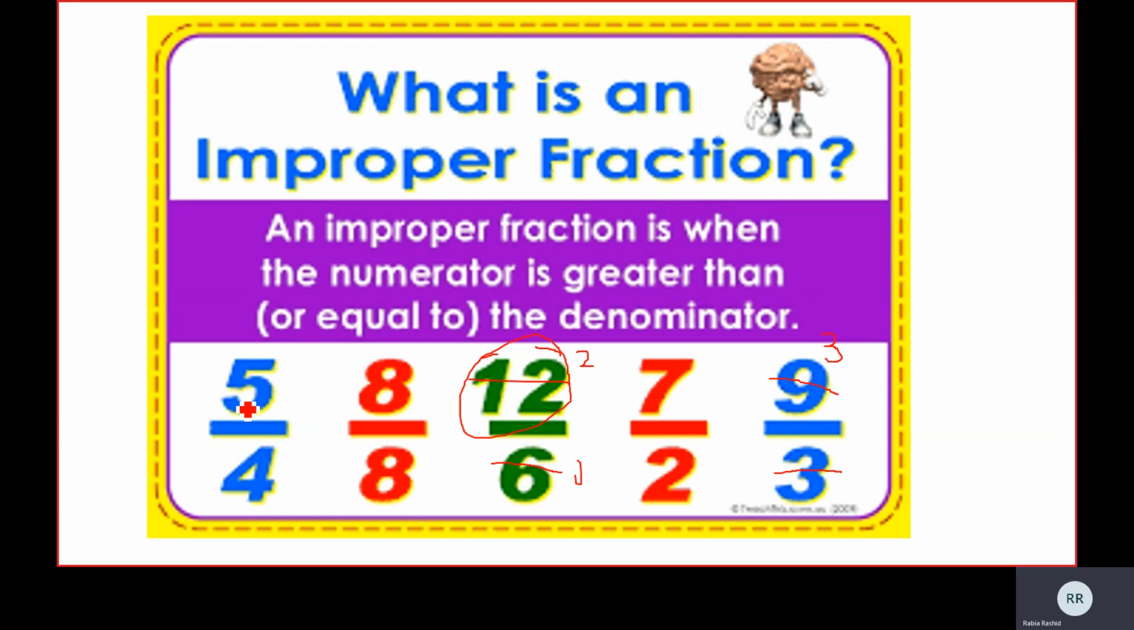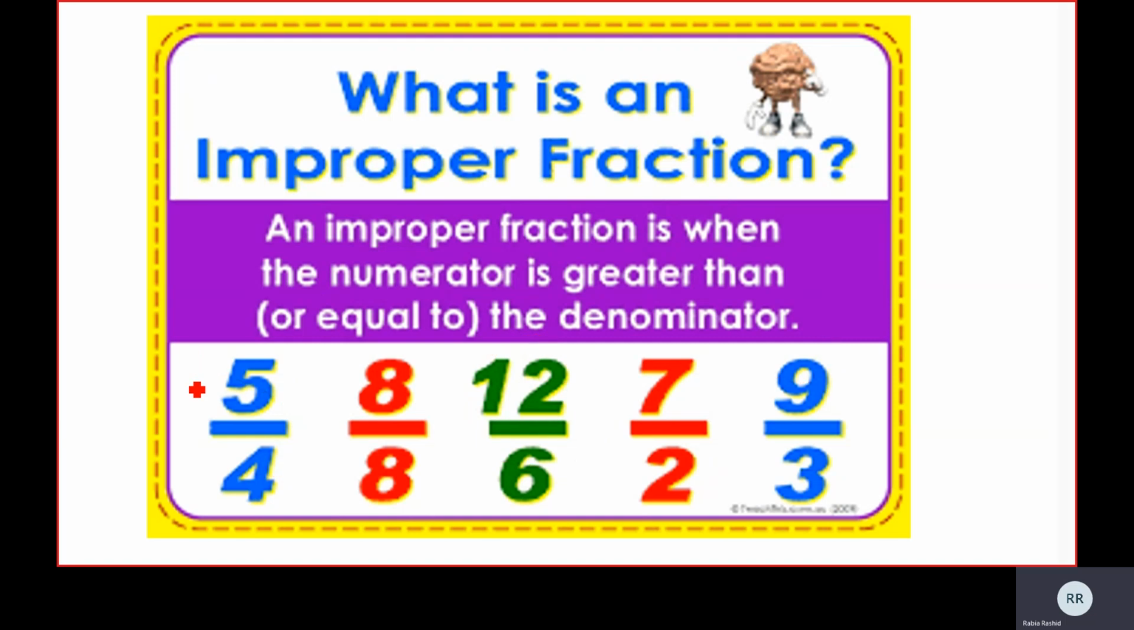Although 5 is greater than 4, 4 cannot divide 5 equally. So if I try to divide, 4 ones are 4, then what about the one that is left behind? Now this is the way when we divide, when the denominator is unable to divide the numerator completely and there is a remainder, that becomes a mixed fraction.